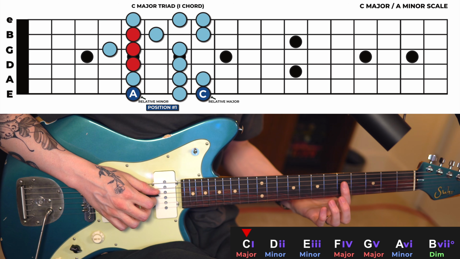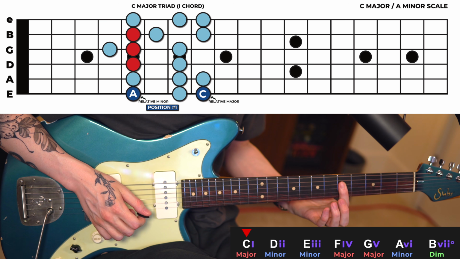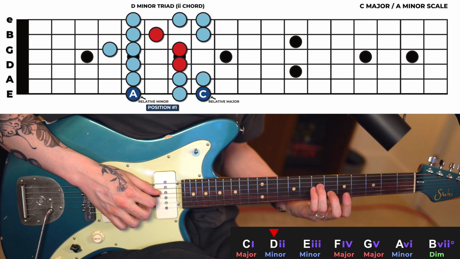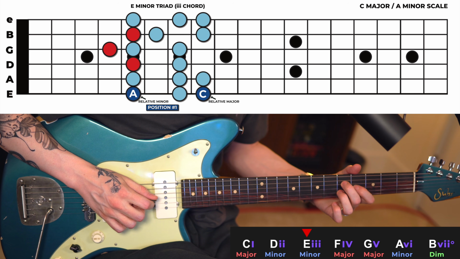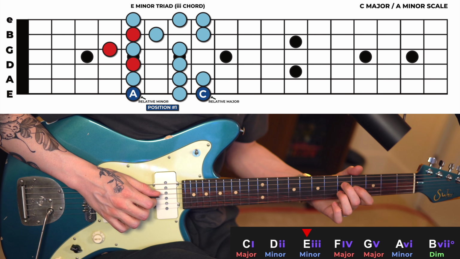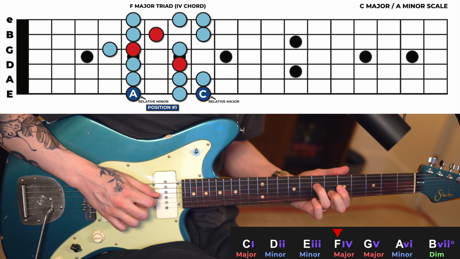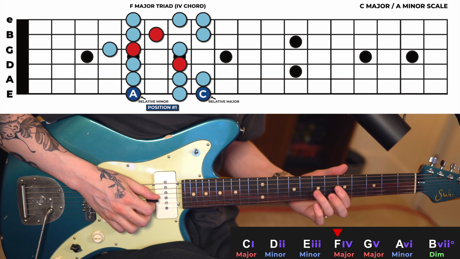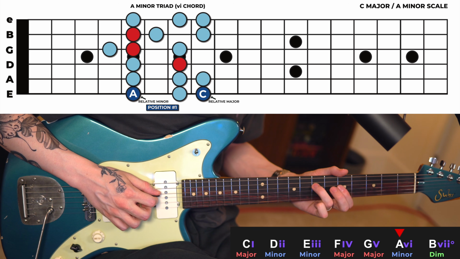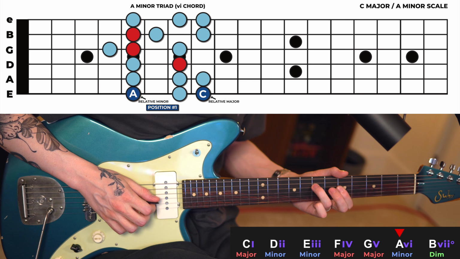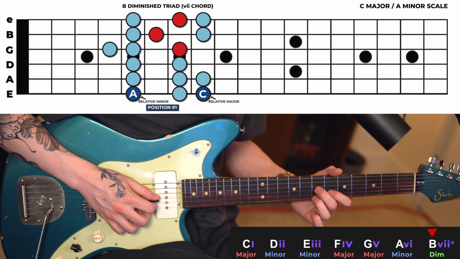Here's our C major triad. Here's our D minor triad. Here's our E minor triad. Here's our F major triad. Here's our G major triad. Here's our A minor triad. And then lastly, here is our B diminished triad.